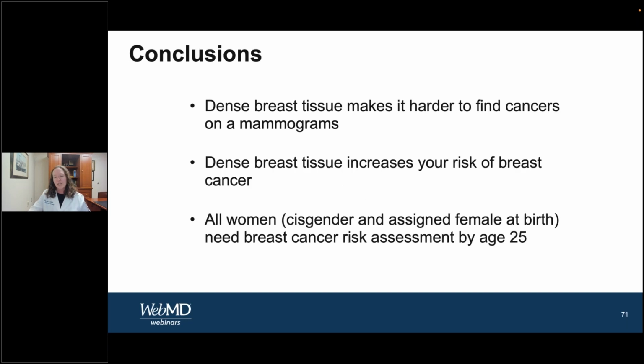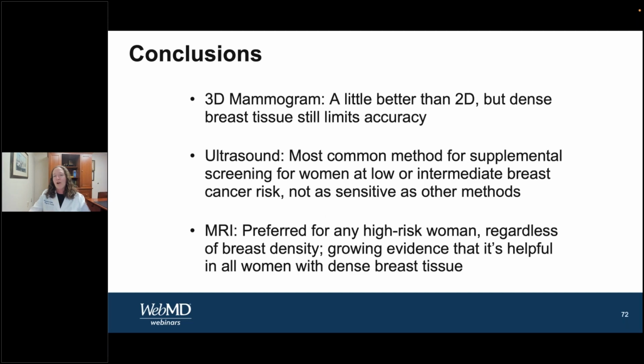So in conclusion, dense breast tissue makes it harder to find cancers on mammograms. Dense breast tissue increases your risk of breast cancer. All women need to undergo breast cancer risk assessment by the age of 25. 3D mammograms are great, but they're only a little bit better than 2D mammograms for women with dense breast tissue, and dense breast tissue still limits the accuracy of the 3D mammogram. Ultrasound is the most commonly used method for supplemental screening in women who are at low or intermediate risk for breast cancer, and it is not as sensitive as some of those other methods that we talked about.